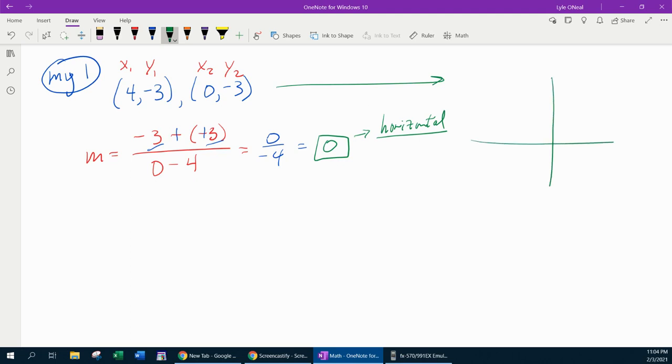And I want to prove it. I can prove this. Let's plot these points: 1, 2, 3, 4, -3, and 0, -3. Notice if I plot these points and play connect the dots, look at that. I get a horizontal line. How much slope does a horizontal line have? None. It doesn't have any slope. And so that's why the slope is 0.